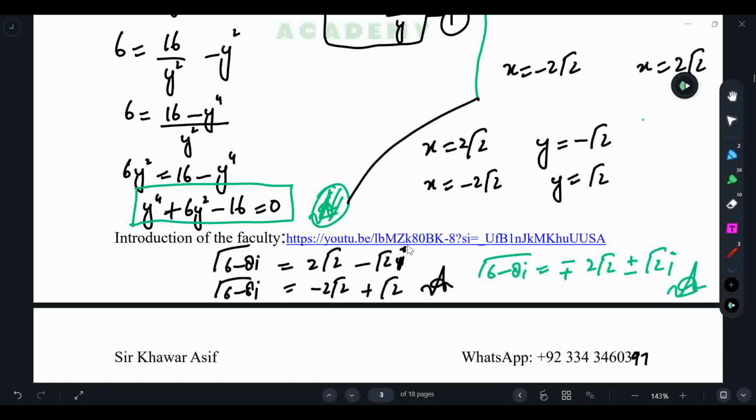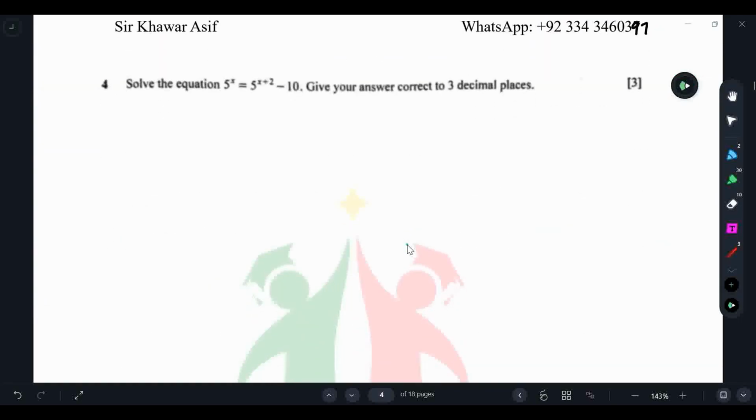Let's move to the next question, question number 4. Now in question number 4 we need to solve it. Solve the equation 5 power x is equal to 5 power x plus 2 minus 10. So first of all we need to rearrange it. 5 power x minus 5 power x plus 2 is equal to minus 10. So if we take first, we can further simplify it like this.